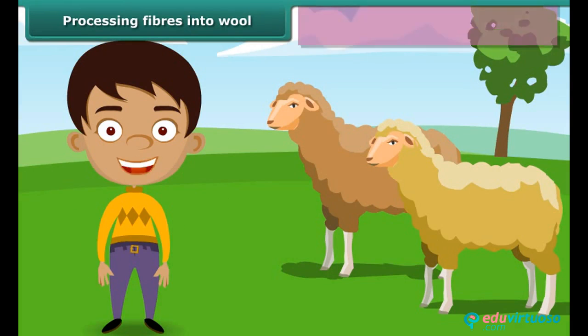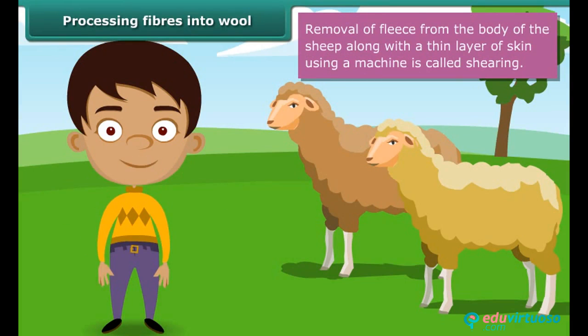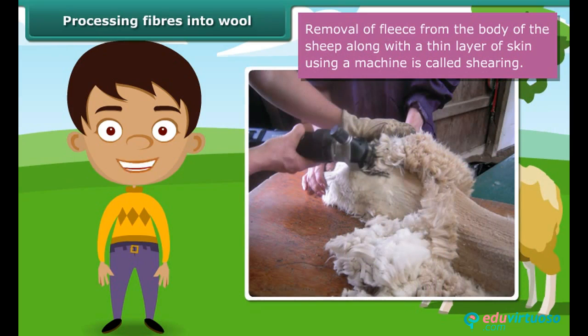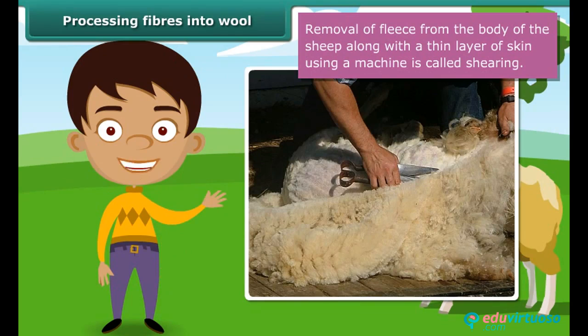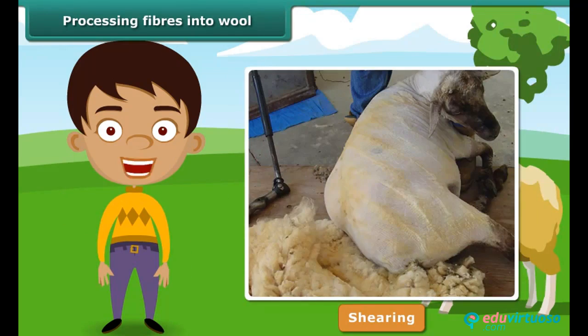First, the fleece is removed from the body of the sheep. A machine is used for the purpose. The process of removing the fleece of the sheep from its body with the help of a machine is called shearing. Shearing does not hurt the sheep. This is because the uppermost layer of the sheep's skin is dead. Usually, hair is removed during the hot weather. This enables sheep to survive without their protective coat of hair.